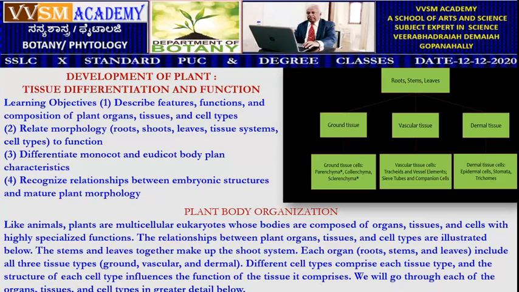Roots, stems, leaves, then tissues: ground tissue, vascular tissue, dermal tissue. These are the terminology you should remember, my dear friends. Ground tissue cells: parenchyma, collenchyma, sclerenchyma. Try to remember the terms. Vascular tissue cells: tracheids and vessel elements, sieve tubes and companion cells. Dermal tissue cells: epidermal cells and stomata, trichomes. These are the important terms to remember as a botanist or a botany student.